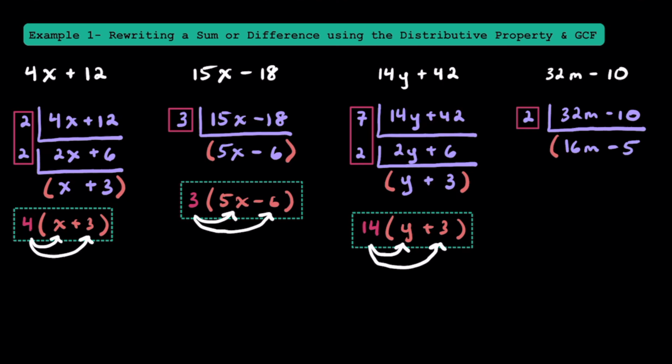2 is our GCF, and 16m minus 5 are left over. We can write 2 times the quantity of 16m minus 5. That'll be our equivalent expression using the GCF and the distributive property, and we can check this by saying 2 times 16m will be 32m, and 2 of these negative 5's will get us negative 10.